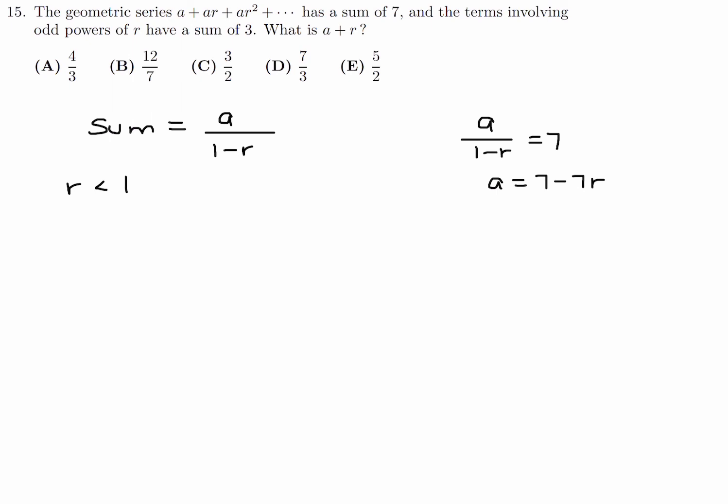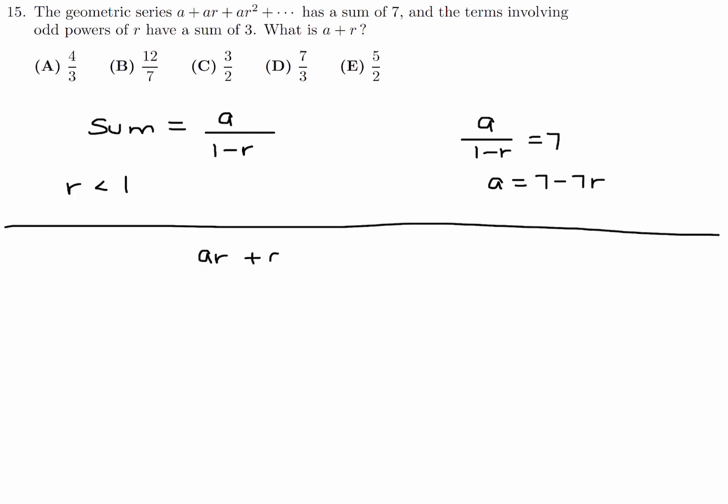And then the next sentence, they tell me that only odd powers of r, if you look at those, that has a sum of 3. So what that basically means is now you have the following geometric series. You have ar plus ar to the power 3 plus ar to the power 5, dot, dot, dot, like that. And they're saying if you add all of these up, it equals 3.